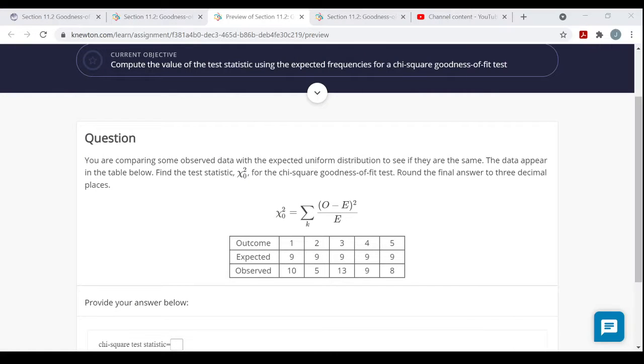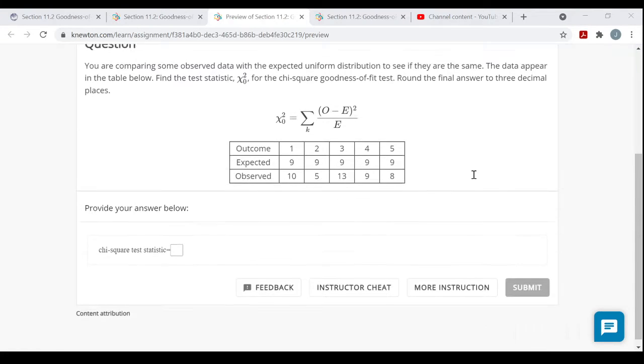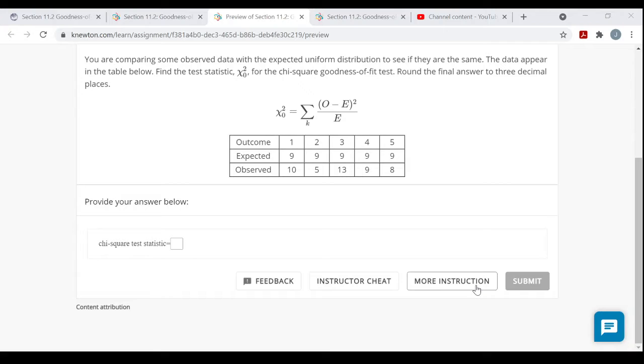Let's give it the calculator. We'll come back to that. If you want to see more instruction about this, click on more instruction, look at their videos, their notes, their examples, and hopefully those help you.